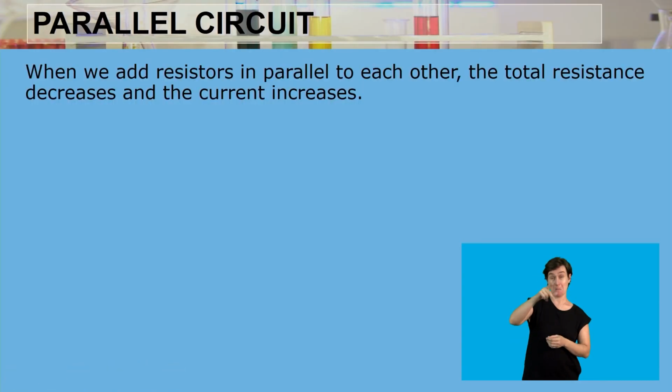Welcome back, learners. Now jumping on to our second concept, whereby we're going to be looking at circuit diagrams that are connected in parallel. So in a parallel circuit, when we add resistors in parallel to each other, the total resistance of the circuit is going to decrease. And because of that, the current strength is going to increase.